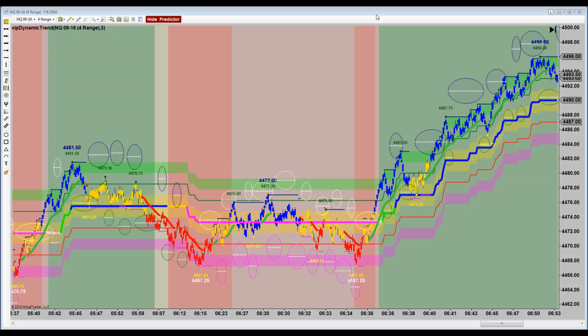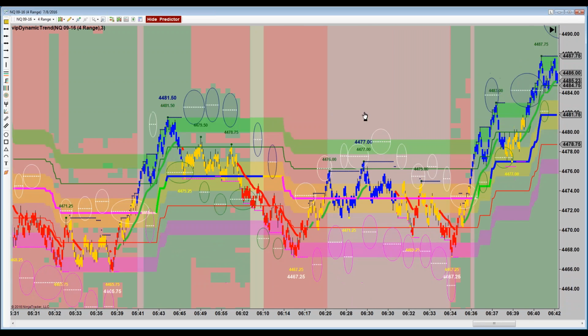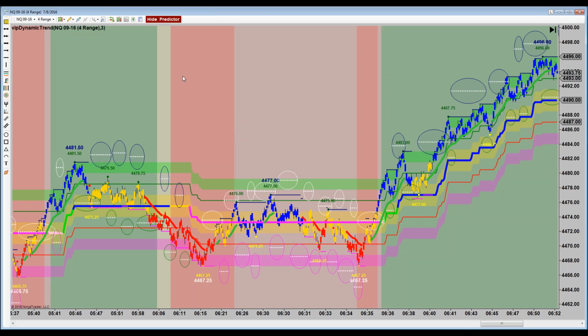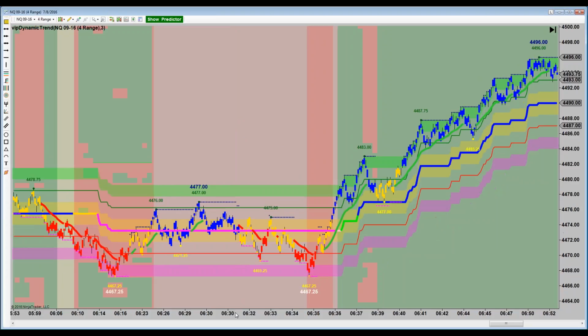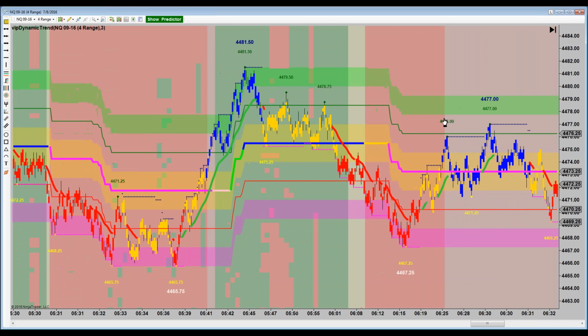Let's talk about NASDAQ at the open yesterday. This is a really, really important topic. Let's clean up this chart a little bit here, take the predictor off. I'm going to talk about this because I think some people got whacked, and not only in here, but in oil and a couple other things.